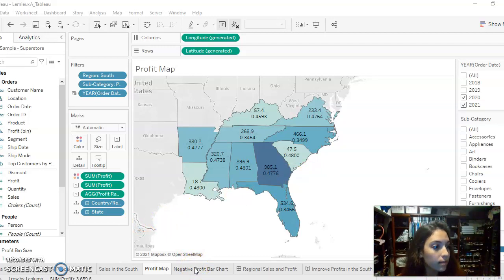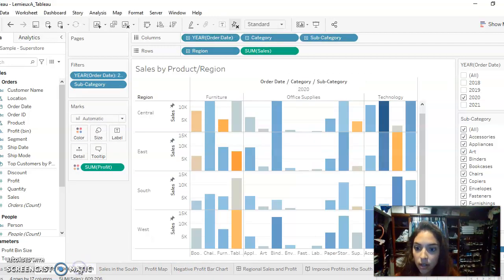Let's see for our next one. Sales by product region. Okay, this one was my favorite one. So this kind of shows the United States as a whole. It separates all of the different regions. We have the Central region, East region, South region, and West region. You can easily see just by looking at it that a lot of them look the same between the regions. Obviously, fasteners, it's pretty much like not even there. The bar is just like not even there.